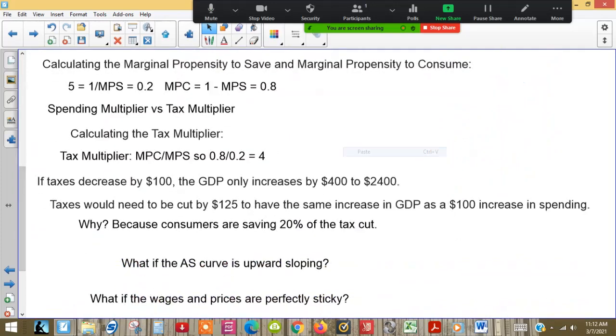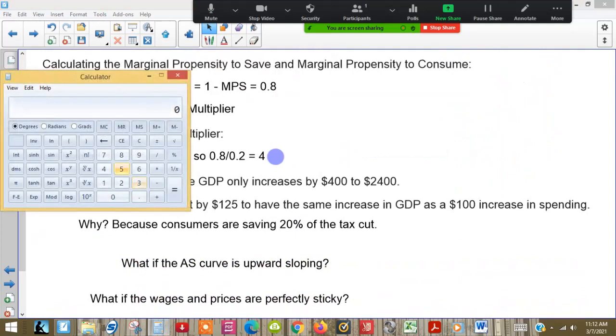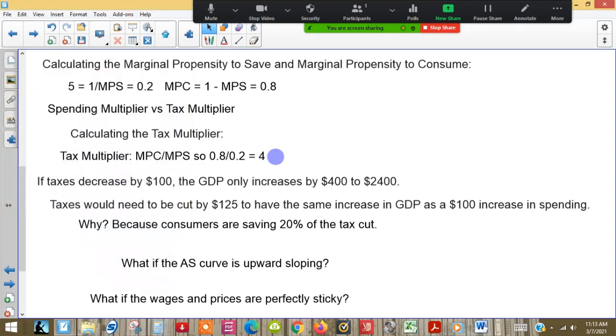Okay, then you would just simply take the tax multiplier and take the amount that you want the GDP to increase by, which is 500, and divide it by the tax multiplier, which is 4, and you find out that you need a tax cut of $125 in order to have the same increase in real output as you would with a $100 increase in the government spending.